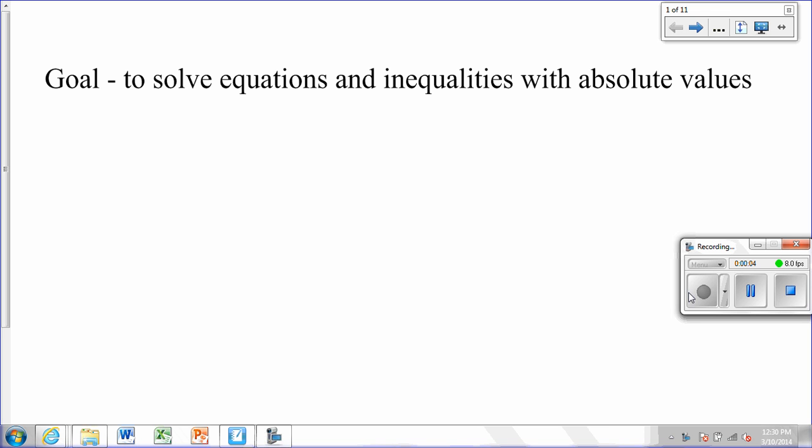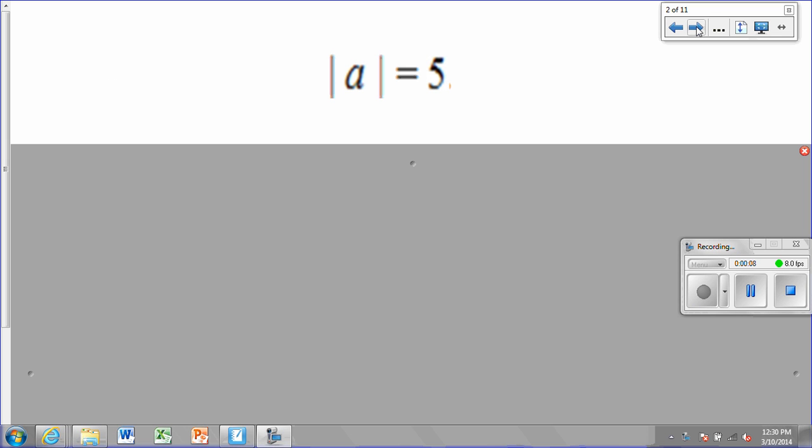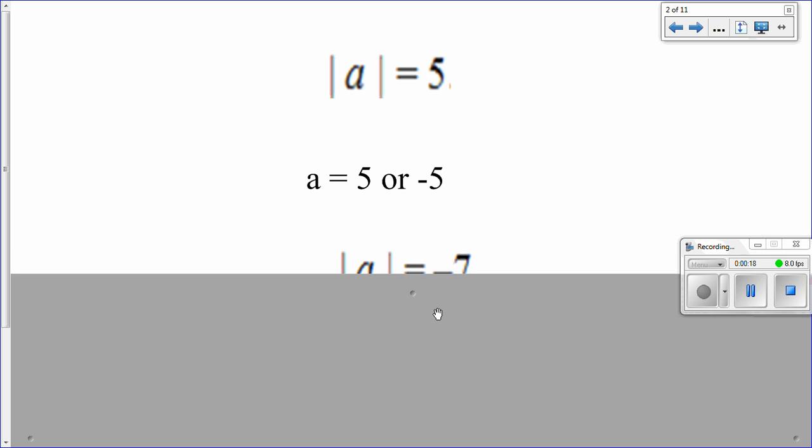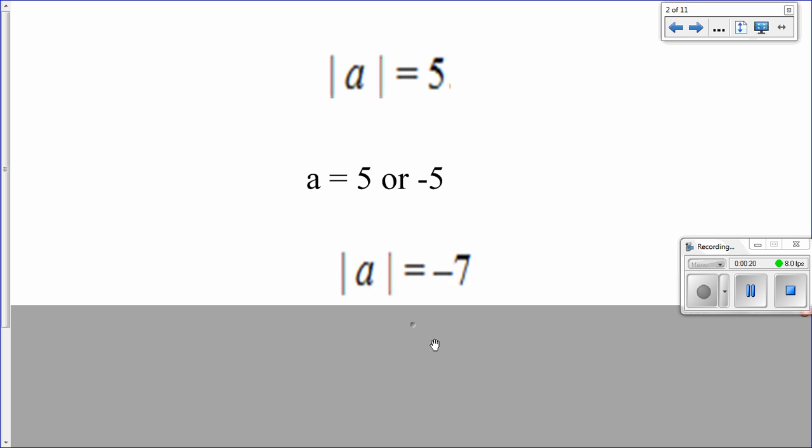Hi everyone, today's goal is to solve equations and inequalities with absolute values. Remember, if the absolute value of a is equal to 5, then a can be equal to both 5 or negative 5. The absolute value of a equals negative 7 has no solution, because remember, absolute value measures distance, and distance is always a positive number.